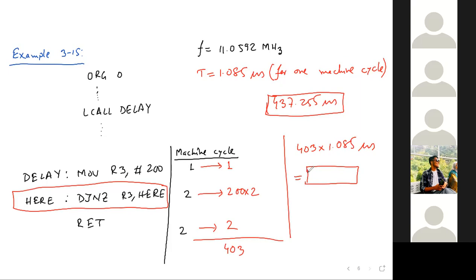If there is a deviation of 1, 2, 3, 4, 5 microseconds, it doesn't matter, as long as your approach is correct. You do the calculation using your calculator, and whatever you get is the right answer. In this case, I think you do get 437.255. So now if I give you any loop, I believe all of you can find the exact time delay, isn't it? Yes, sir.